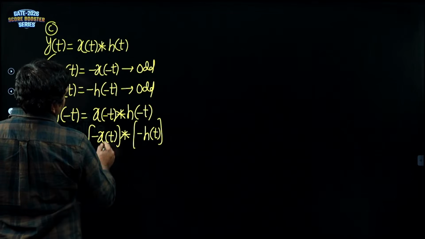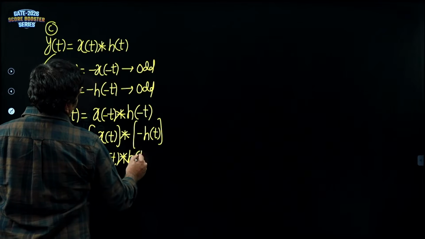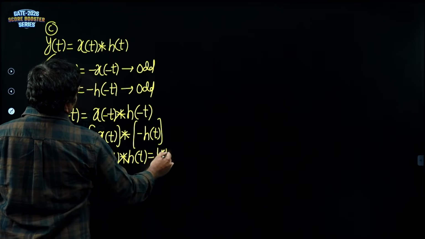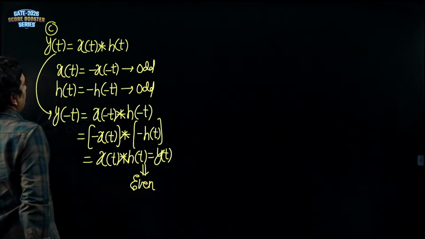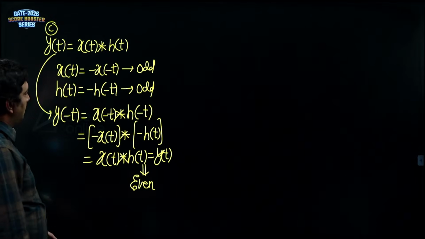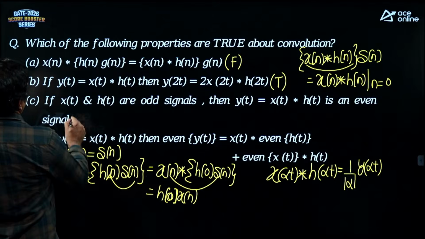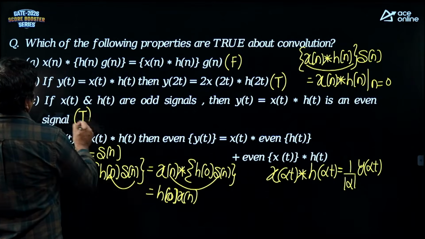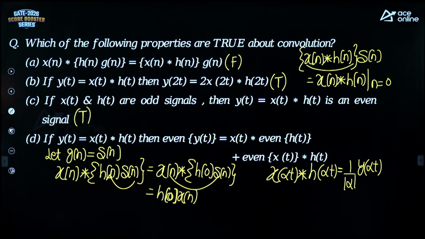Minus into minus becomes plus, which gives x(t) convolved with h(t), which is simply y(t). y(-t) equals y(t) means it is even, satisfying evenness. That is what is stated: convolution of two odd signals is an even signal. So that is true.